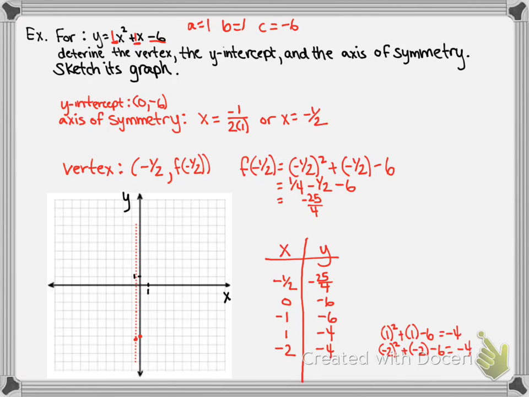So let's plot these other points. I have (negative 1, negative 6), (1, negative 4), (negative 2, negative 4). So sketching in, here's my parabola.